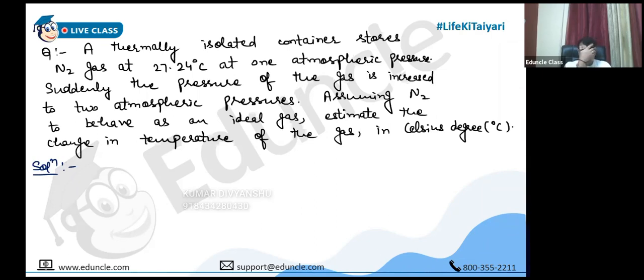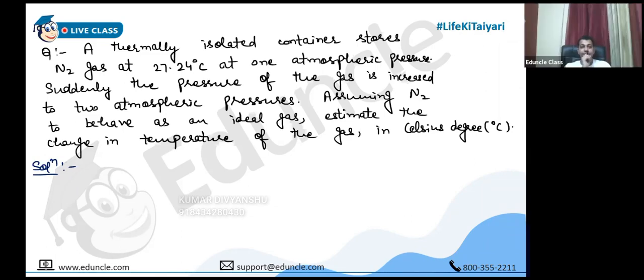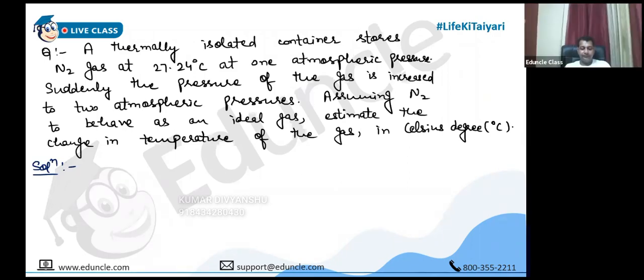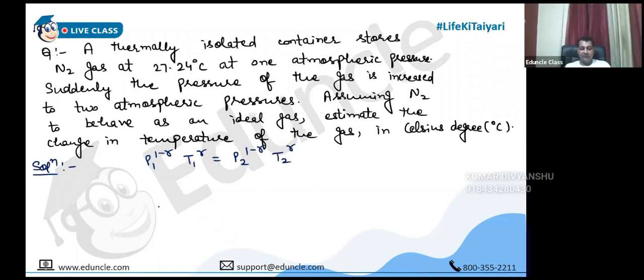Is it isothermal or adiabatic? Adiabatic. How come you know? Because it is in an isolated container. Okay, very good. So it is an adiabatic process, and we need to calculate the change in temperature. And what is the other thing? Pressure. So you can make use of this equation. So you need to calculate T2 and then T2 minus T1. That's how we have to proceed.